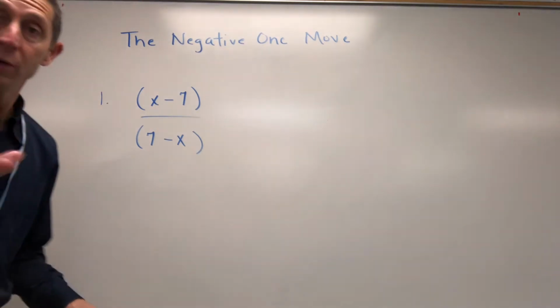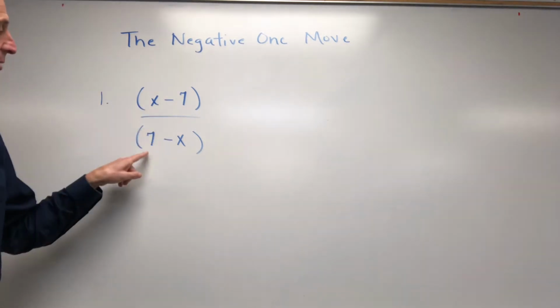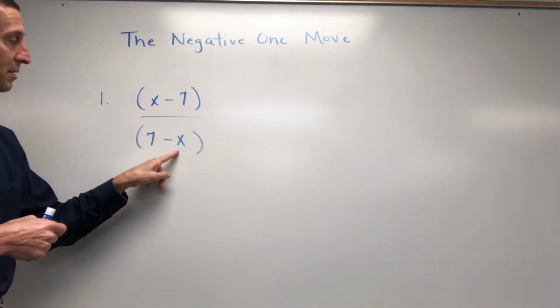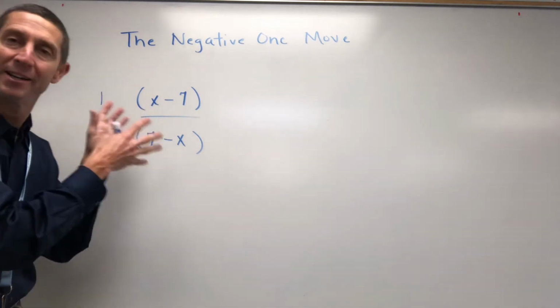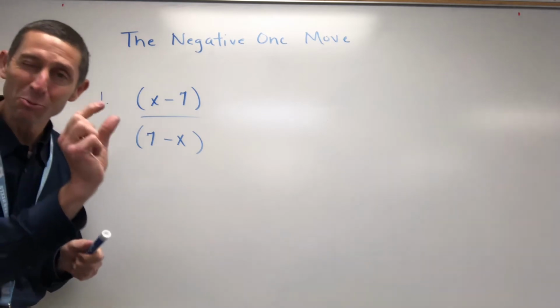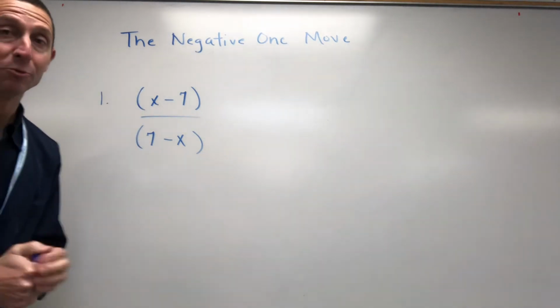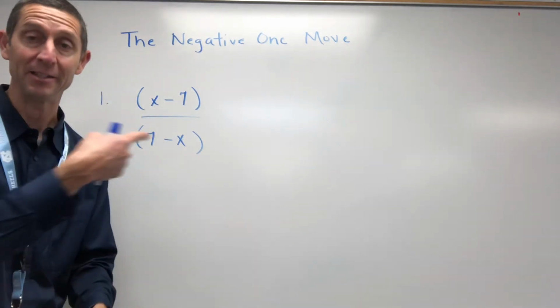All right, so we know this is x minus 7, 7 minus x. We know they're not exactly the same. Here the x is positive, here the x is negative. It's like, oh, I cannot cancel these out. But they're so close. They're so close to canceling out. The -1 move is where it's at to get this done.